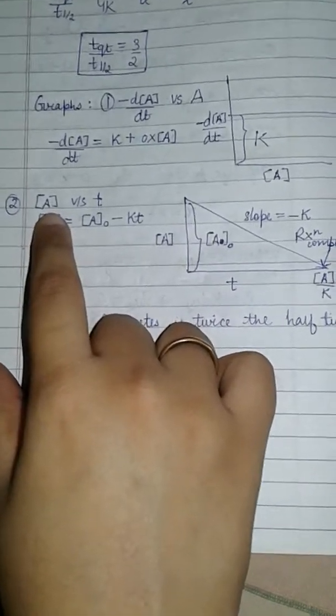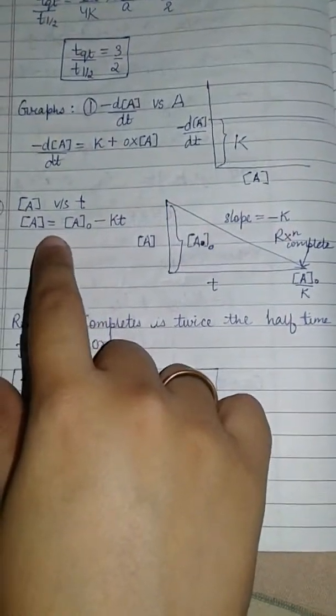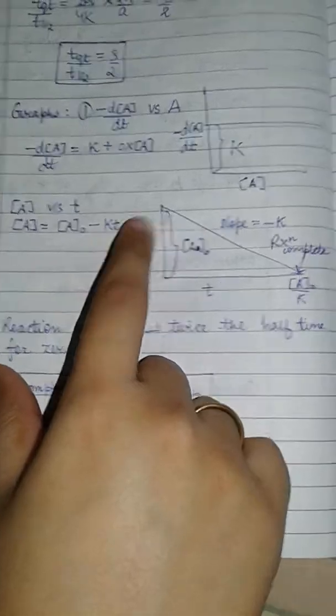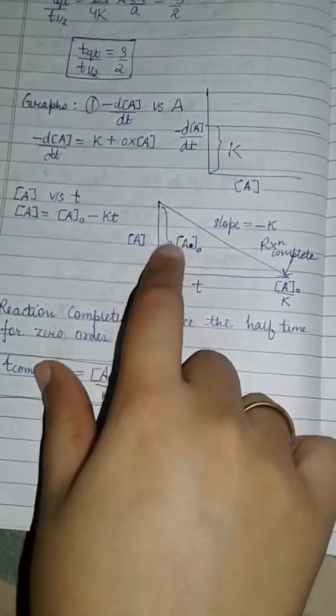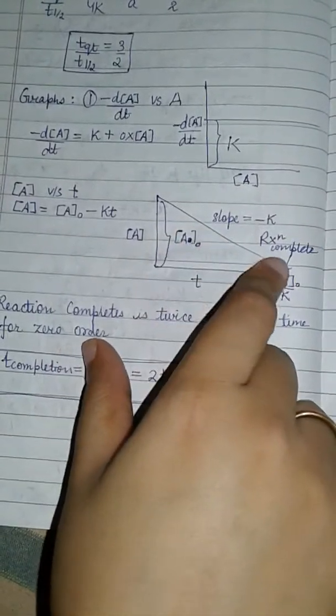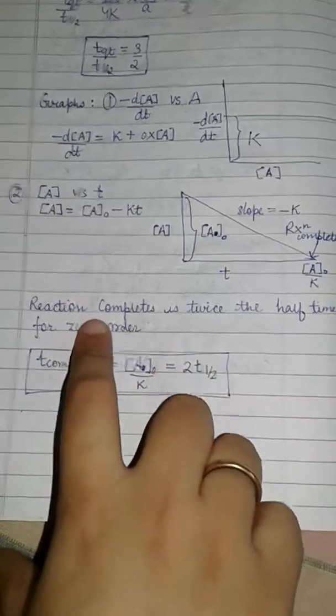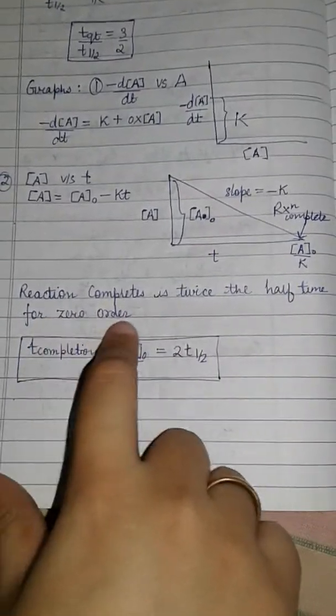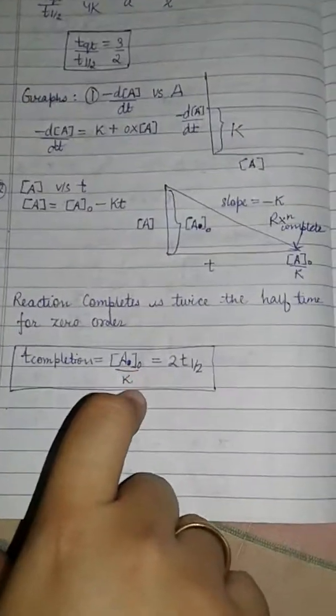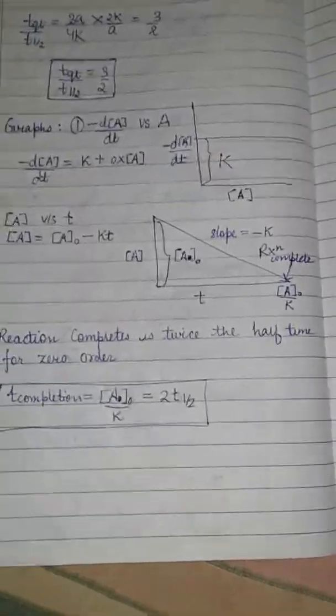If the graph is drawn between a versus t, then we know a is equal to a naught minus kt, so a naught is the intercept and slope is equal to minus k, and after reaction completion we get a naught upon k. The time for the reaction to complete is twice the half time for zero order. T completion is equal to a naught upon k, which is equal to 2 t half, because t half is equal to a naught upon 2k.